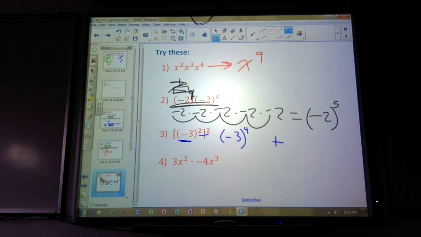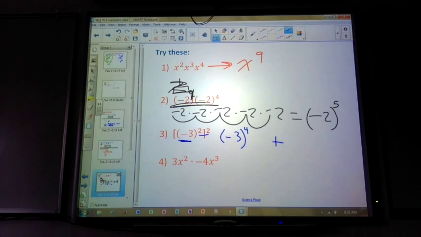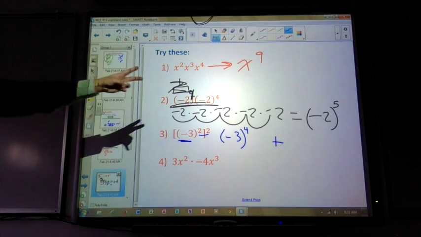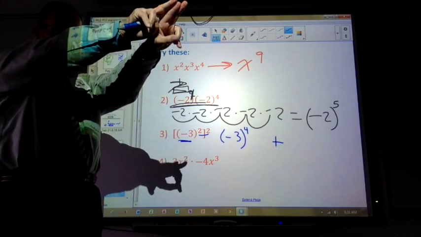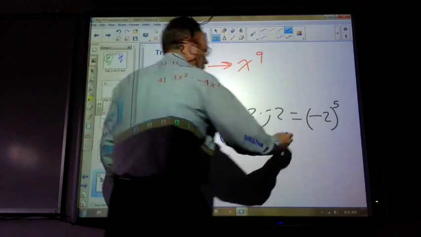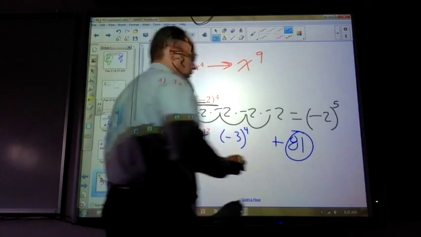Let's see. I bet we could kind of maybe work this out. 3 times 3 is? 9. So that took care of 2 of them. And then 3 times 3 is? 9. That took care of the other 2. And 9 times 9 is? 81. Giddy up. So this would be a positive 81, or you could just list it as 81 for an answer.